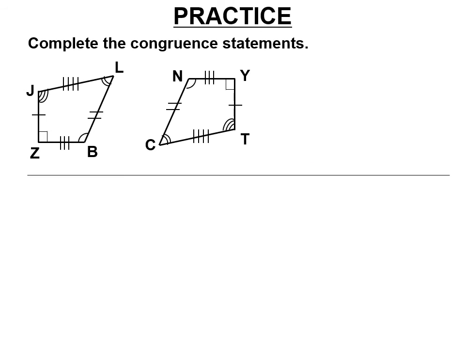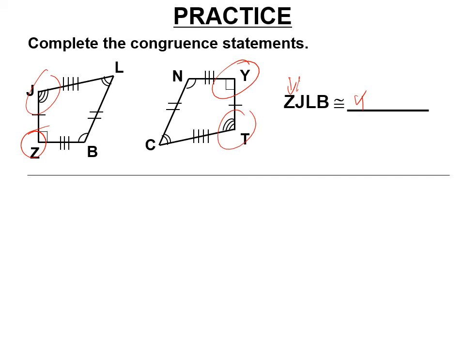Right. So we're going to complete this congruence statement. So I made the first one ZJLB, so we'll all get the same answer. So I put Z first. So what matches Z? Y. What matches J? T. What matches L? C. What matches B? N. So that's quadrilateral ZJLB is congruent to quadrilateral YTCN. Quadrilateral is a 4-sided figure. Lateral meaning side, quad meaning 4.